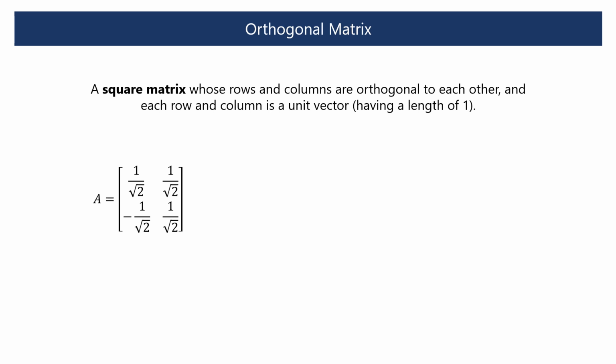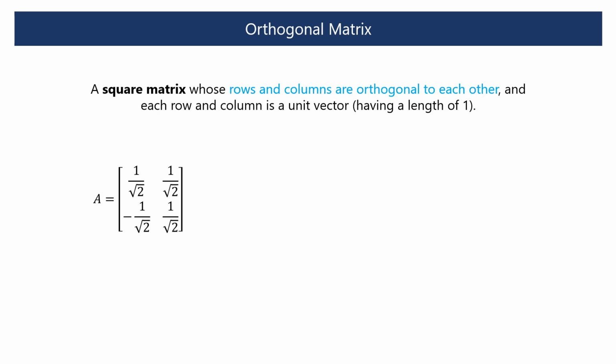An orthogonal matrix is a square matrix whose rows and columns are orthogonal to each other, and each row and column is a unit vector. Specifically, for a matrix A to be orthogonal, it must satisfy this condition. That is, the transpose of A multiplied by A is equal to A multiplied by its transpose, and both are equal to the identity matrix. This matrix A is an example of an orthogonal matrix.